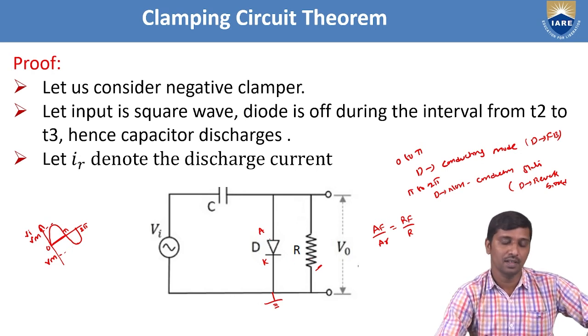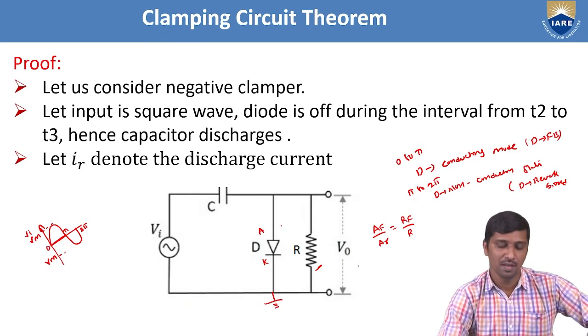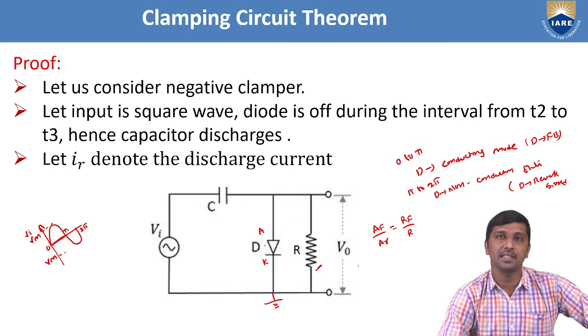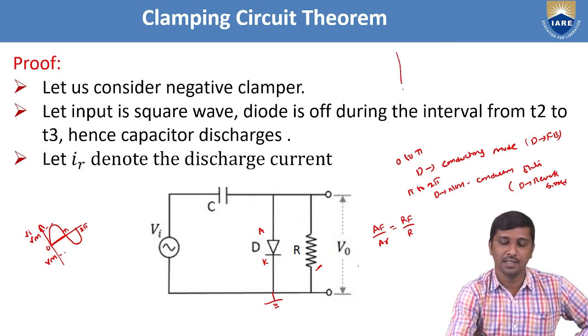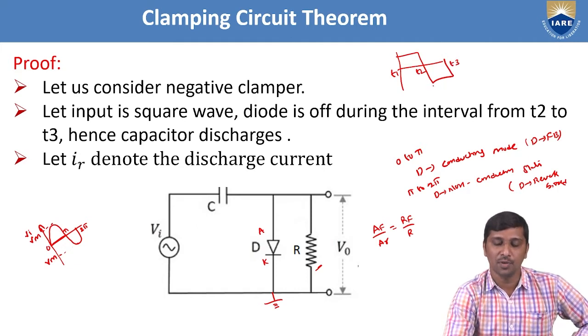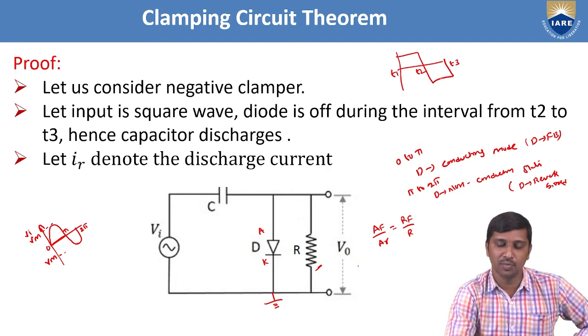And we know that when the diode is reverse biased, the capacitor is trying to discharge to attain its minimum value. When the diode is conducting, the capacitor is trying to attain its maximum voltage, that is, charging. Based on that, if I consider a square waveform here, I consider these intervals T1, T2 and T3. First I am going to consider the T2 to T3 interval. What is the voltage here under steady state condition? The input voltage is the negative peak voltage.